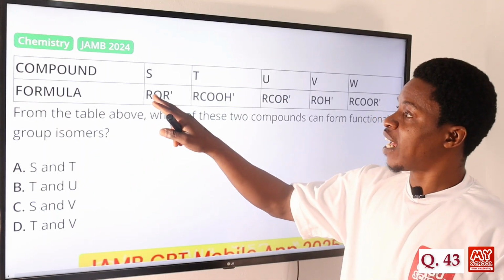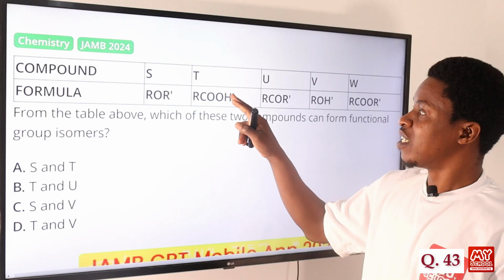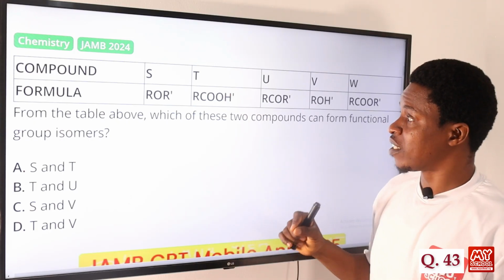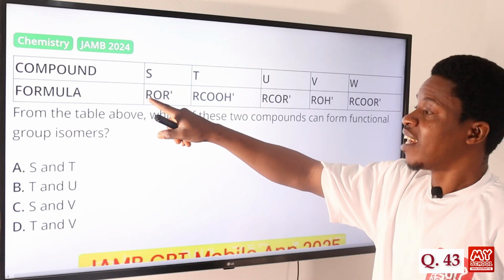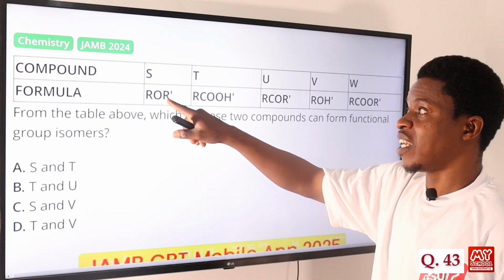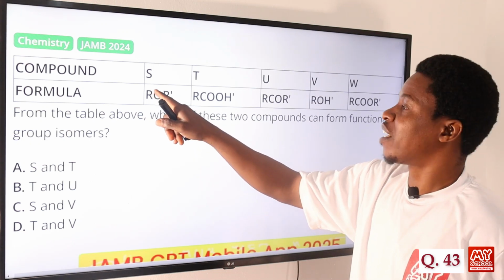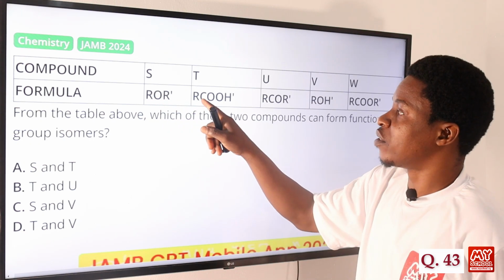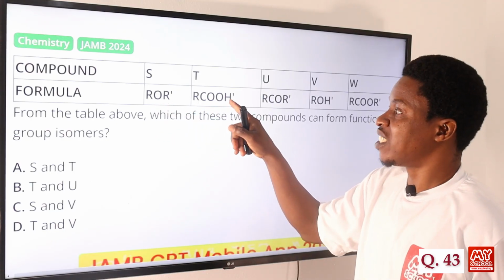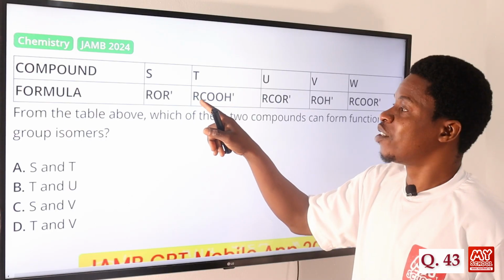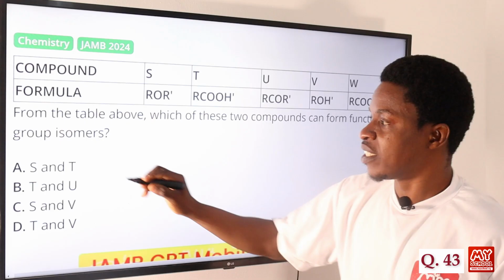S and T. S and T is ROR prime and RCOOH. Okay, no, this cannot be because if you have, let's say we have CH3 here and then we have CH2, CH3 here. Because of this ether, this O that's here, you discover that the number of carbon definitely will be more here because we have R here, we have H here. Okay, and then we have C here. So the number of carbon cannot be the same. So this cannot be. So we eliminate this.